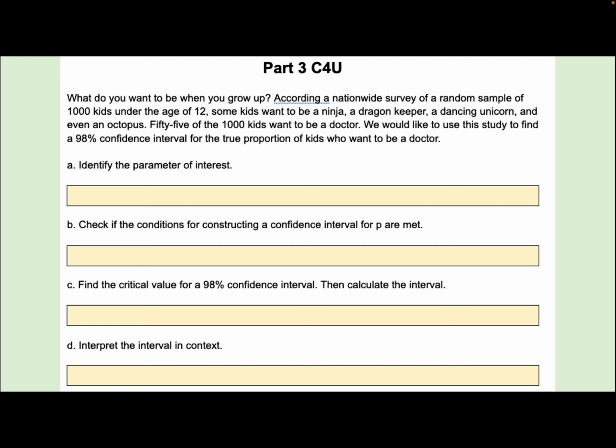All right, so identifying the parameter of interest. Parameter, remember, describes your population. So P here is equal to the true proportion of kids who want to be a doctor.